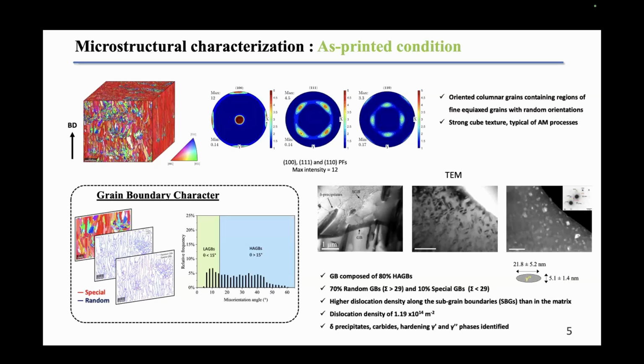And when we look at grain boundary statistics, we observe that we have a high fraction of high-angle grain boundaries, which are composed mainly of random grain boundaries. Then TEM images highlight delta precipitates and also the hardening gamma prime and gamma double prime precipitates. Also, we observed a higher dislocation density along the subgrain boundaries than in the matrix.